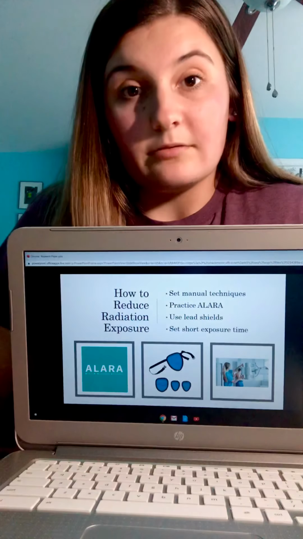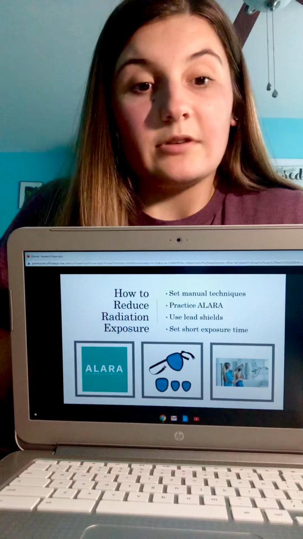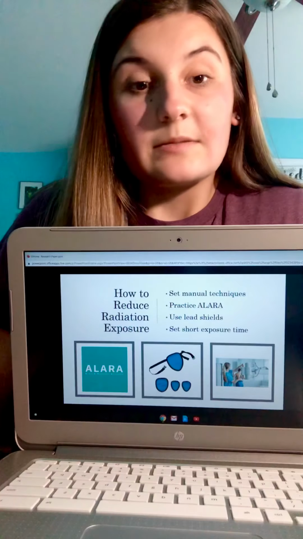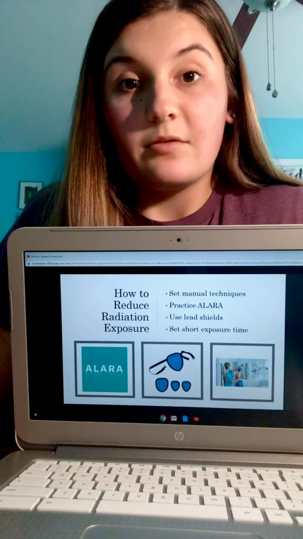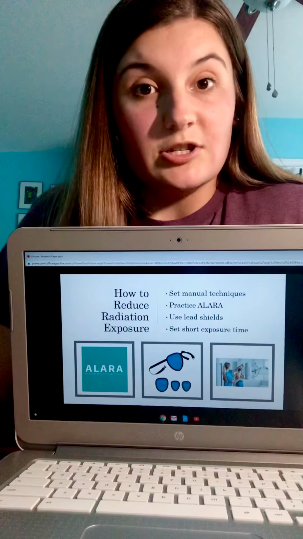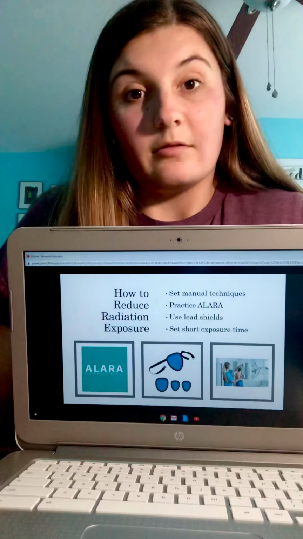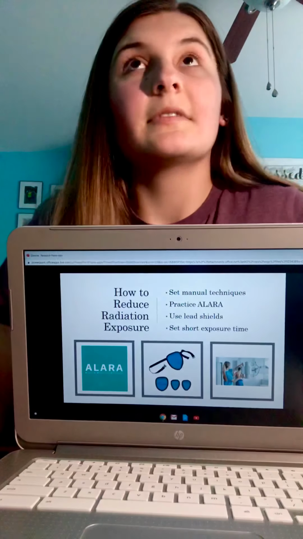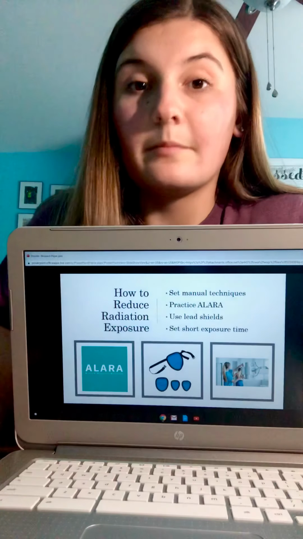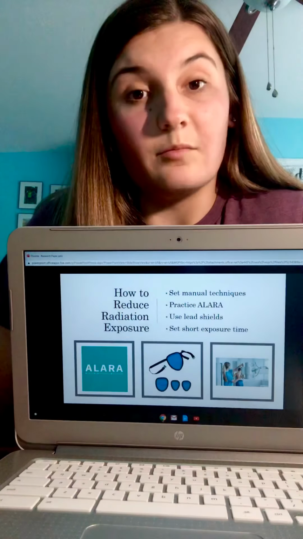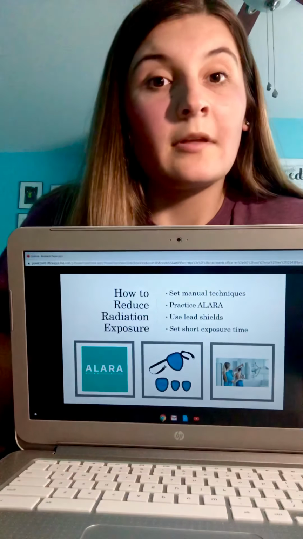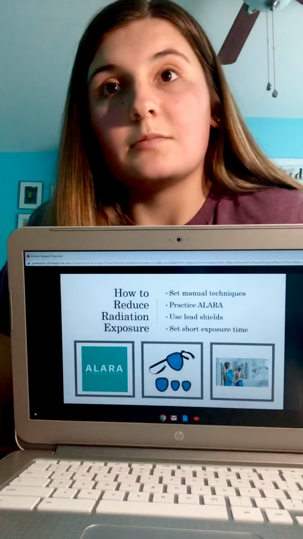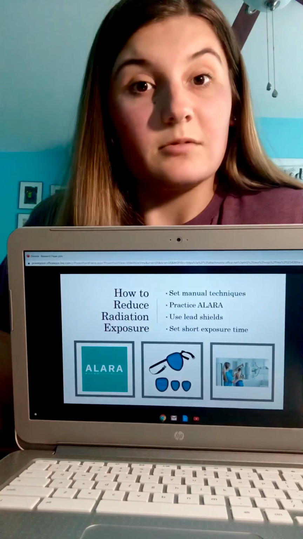So how do we reduce radiation? We can reduce radiation by setting manual techniques, by practicing ALARA, which stands for as low as reasonably achievable, the use of lead shields, and setting low exposure times. So if you don't set a low exposure time, there's more likelihood of the child moving. If a child moves during exposure, they need a repeat. And repeats will just cause more radiation to the child, which we do not need.